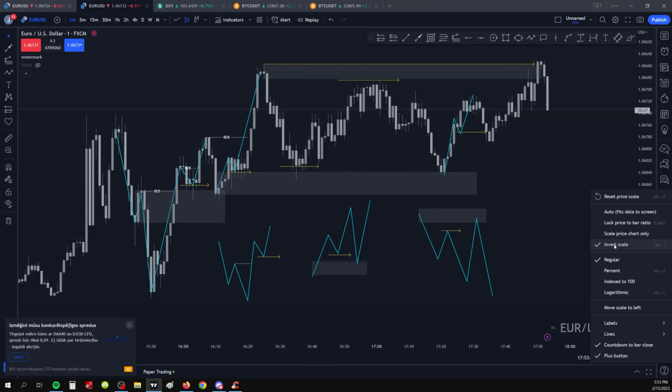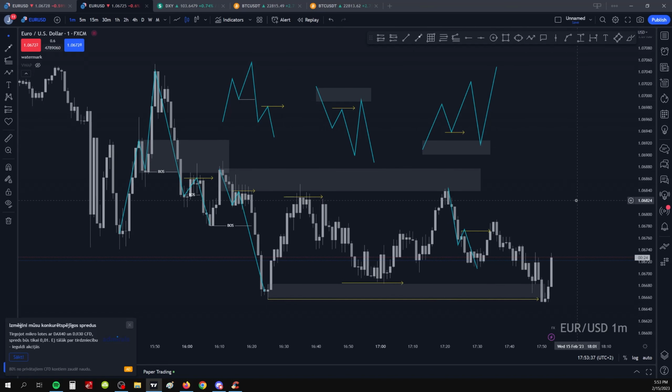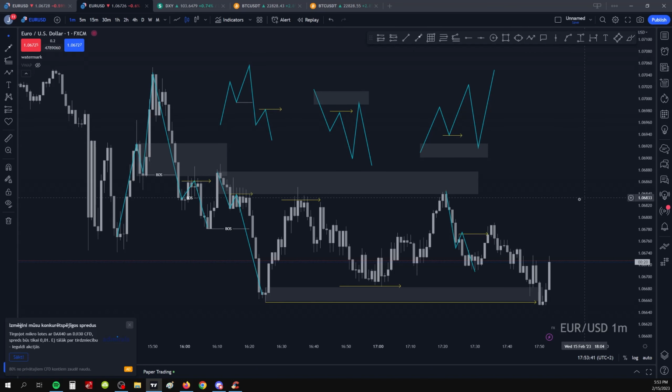You can train like this. You can invert these setups and train your eyes to see the other way, because both are valid, both are gonna present themselves at some point in the market.